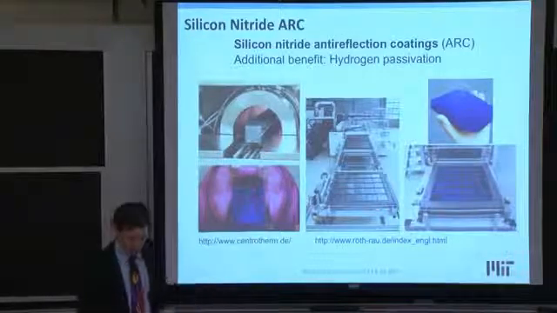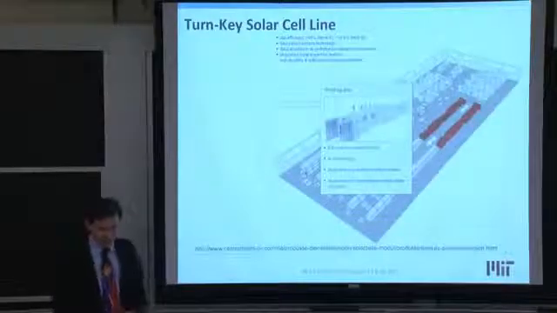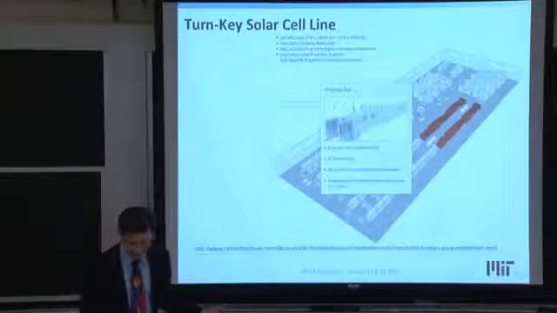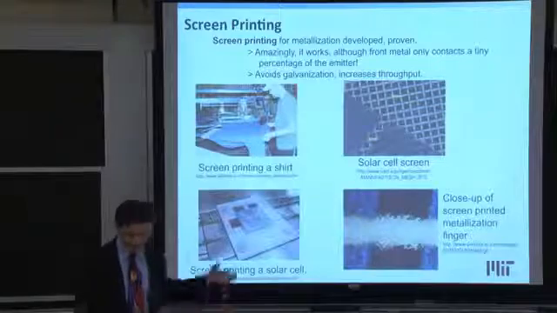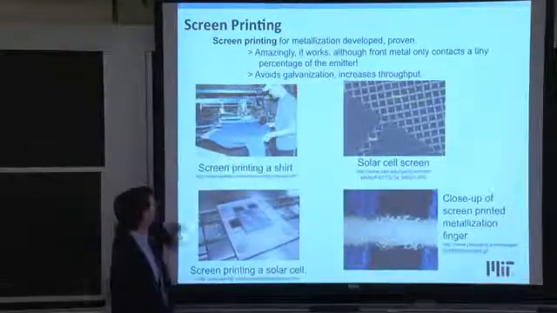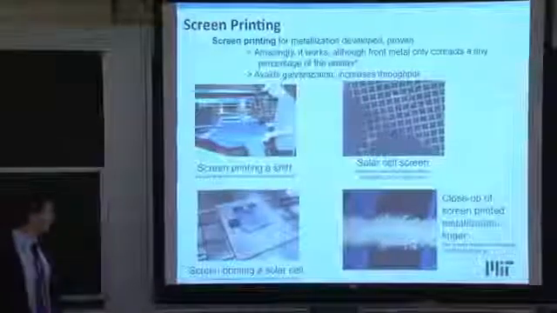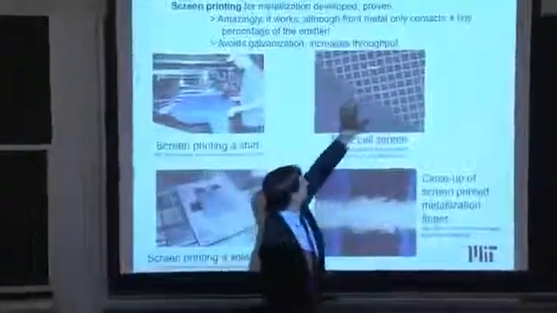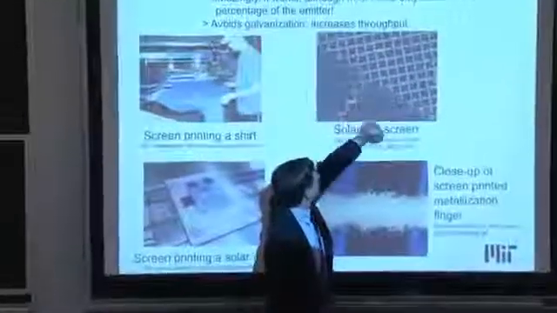So again, manufacturing trade-offs. Next, we have the printing line and screen printing. So this looks very similar to screen printing for a T-shirt. Here's a T-shirt being loaded into a screen printer. And here's a solar cell being loaded into a screen printer. This is a close-up of what the screen actually looks like.